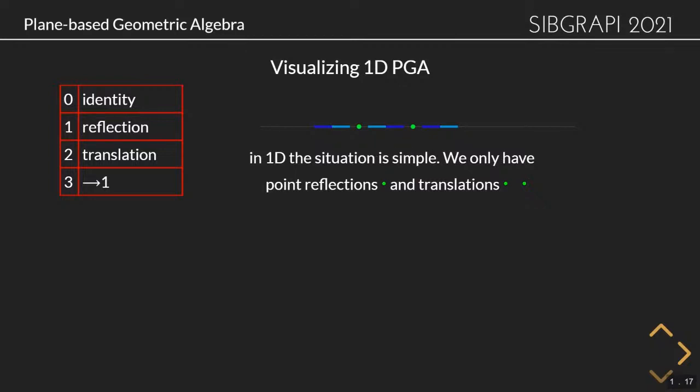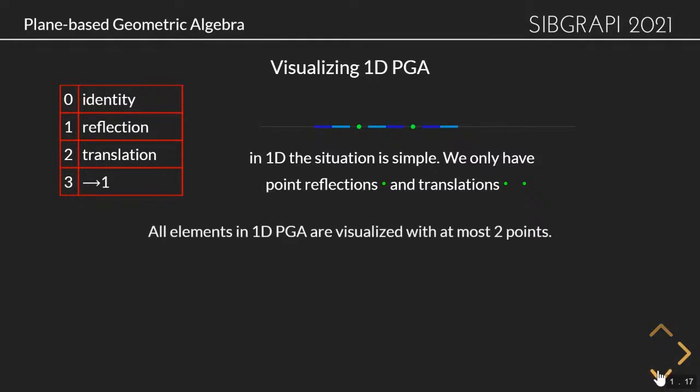So I made some little symbols to visualize these operations, and we'll keep using them as we move up in dimensions. They're not really symbols, they're just like mini drawings. So a point reflection is obviously just a point, and when you do two of them, you get a translation. This is it for one-dimensional PGA. We can visualize all of the elements and the operations using just points. There are only points, point reflections, and translations.